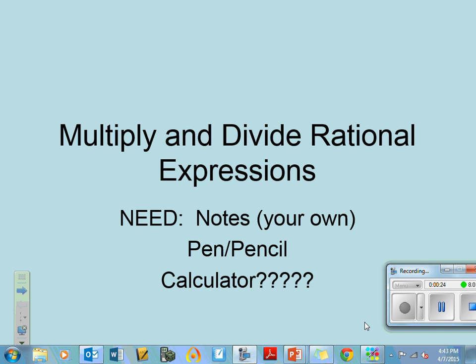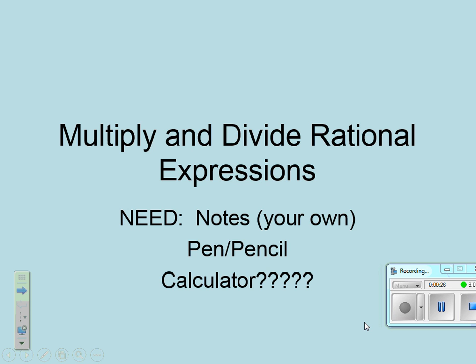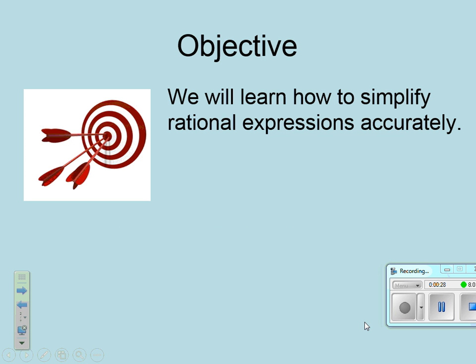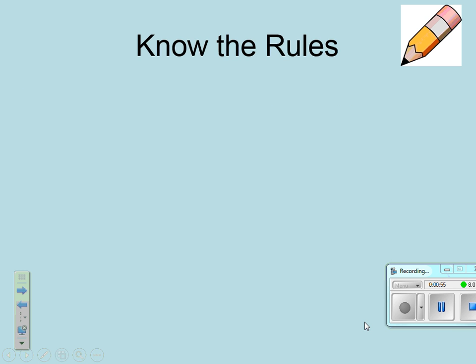All right. So first and foremost, let's make sure that we know what the objective is today. The objective is to be able to multiply and divide rational expressions, but also at the same time simplifying them. So we want to know how to multiply and divide, but the big idea here will be able to simplify them because the multiplication and the division part will be the easiest part. So you got to know the rules.